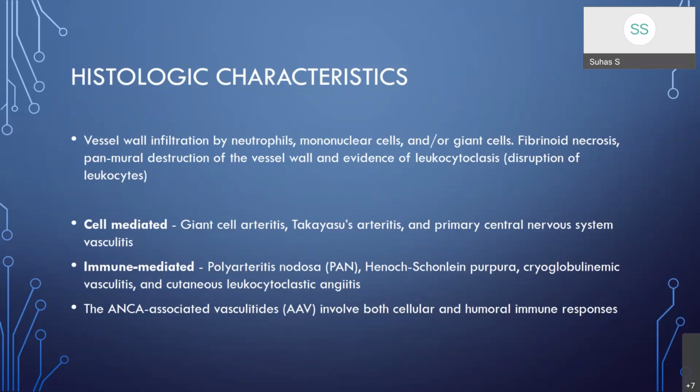We can see cell-mediated inflammation in diseases such as giant cell arteritis, Takayasu arteritis, and primary CNS vasculitis. Whereas the inflammation is immune complex-mediated in the case of polyarteritis nodosa, Henoch-Schönlein purpura, cryoglobulinemic vasculitis, and cutaneous leukocytoclastic angiitis. In ANCA-associated vasculitis, it involves both cellular and humoral immune responses.